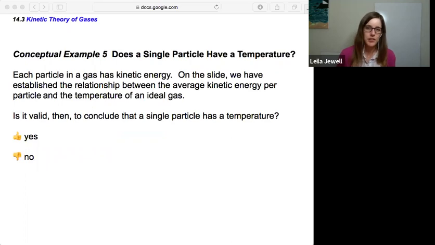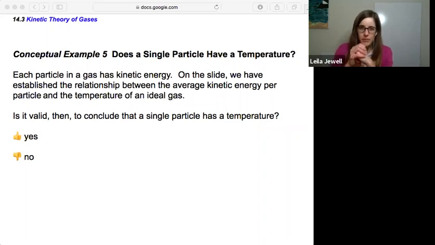Does a single particle have a temperature? Each particle in a gas has kinetic energy. On the slide, we've established the relationship between the average kinetic energy per particle and the temperature of an ideal gas. Is it valid then to conclude that a single particle has a temperature? Yes or no? I want you to think about this before you move on, so go ahead and pause the video now. Right, hoping you did that.